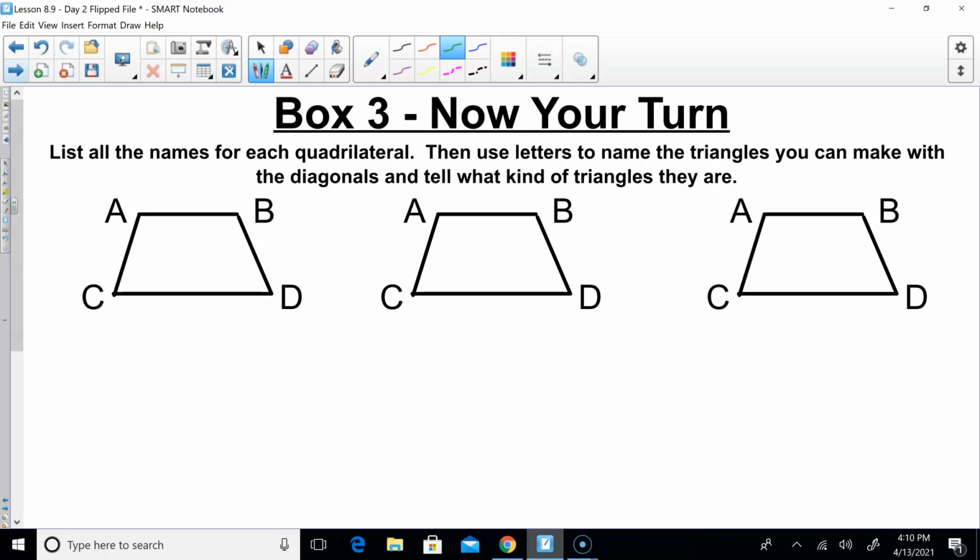And now it's your turn today. So you draw a big line across the sheet, box 3. Now your turn. So once again, I want you to list all the names for the quadrilateral, cut them in two different ways, and label all of the triangles and what type of triangles they are. So you can pause the video right here and solve this problem.